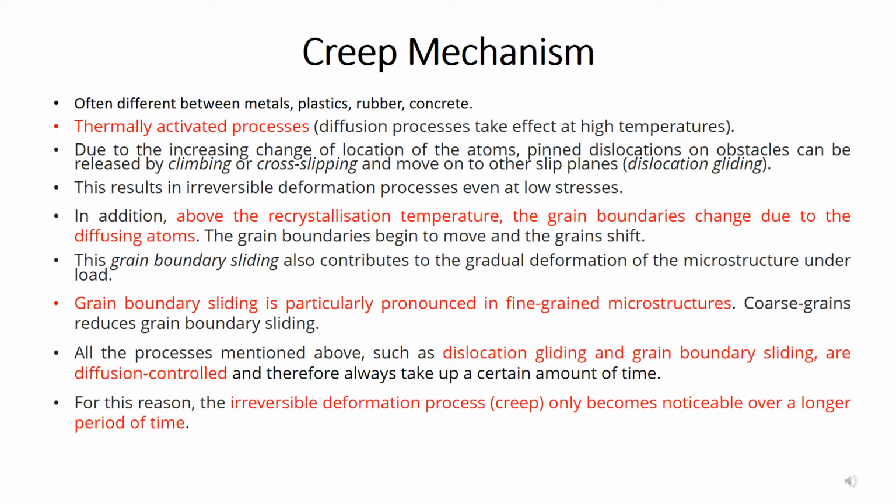Creep mechanism is different in the case of metals, plastic, rubber, and concrete, but a common mechanism we can discuss in terms of diffusion. As creep occurs at higher temperatures, although it can occur at a lower temperature, generally it is studied at higher temperature, because at higher temperatures plastic deformation generally occurs at a faster rate. So at higher temperature the diffusion process takes place.